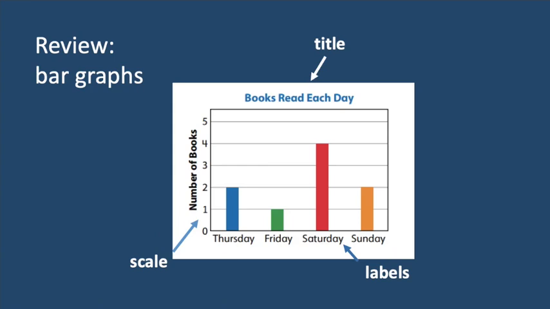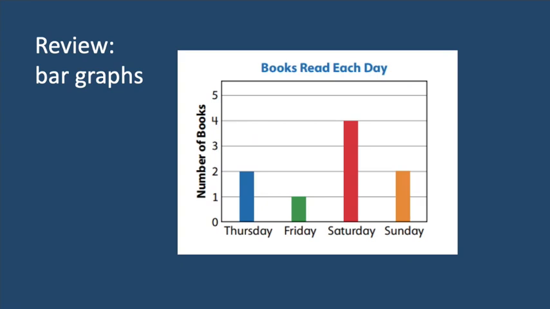Another graph we can use to organize information is a bar graph. Bar graphs also include a title, labels, and a scale. The scale is the numbers that tell how much each bar shows. Using a graph to organize information helps us read or see the data quickly. For example, we can see that Saturday has the most books, and if we compare Saturday and Sunday, we can see that Saturday has 2 more than Sunday.